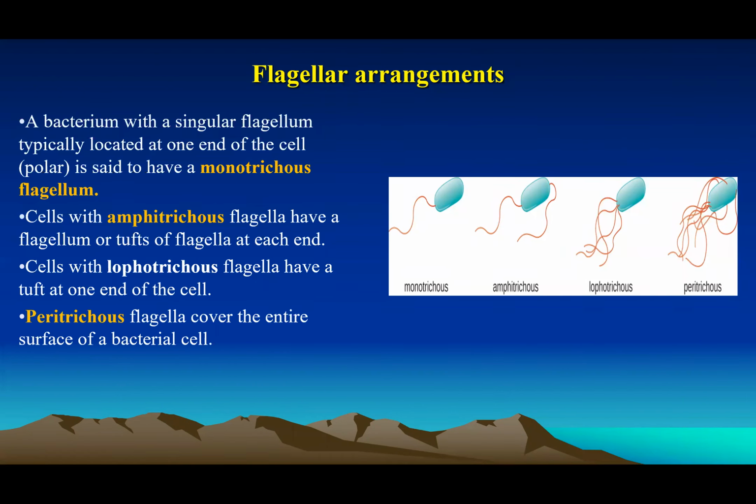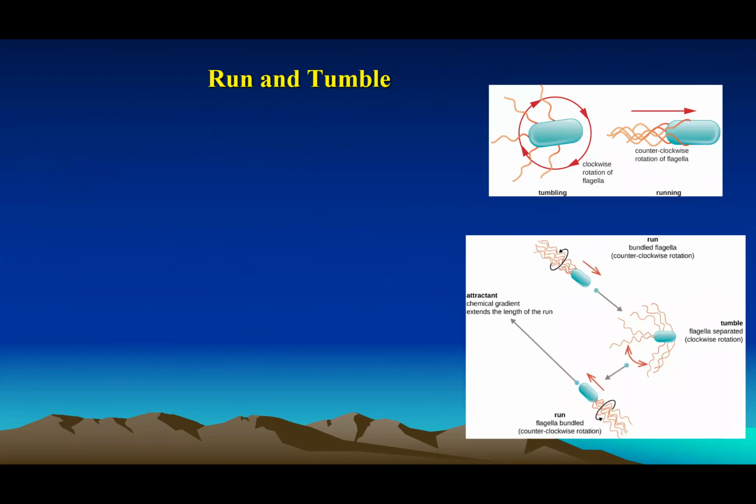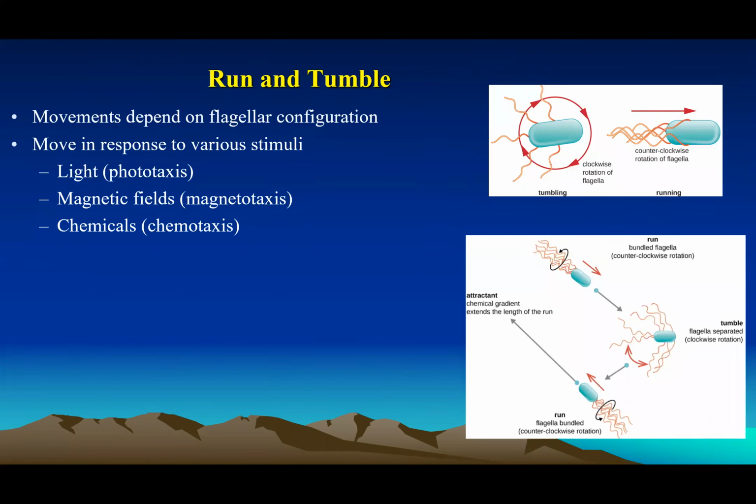How does the bacterium move? The movement is described as either a run or a tumble. So it can tumble along. Movement is dependent on the flagellar configuration. They will move in response to stimuli like light, which is called phototaxis, or a magnetic field, or chemicals, which is called chemotaxis. The bacteria will achieve directional movement by changing the rotation of their flagella.